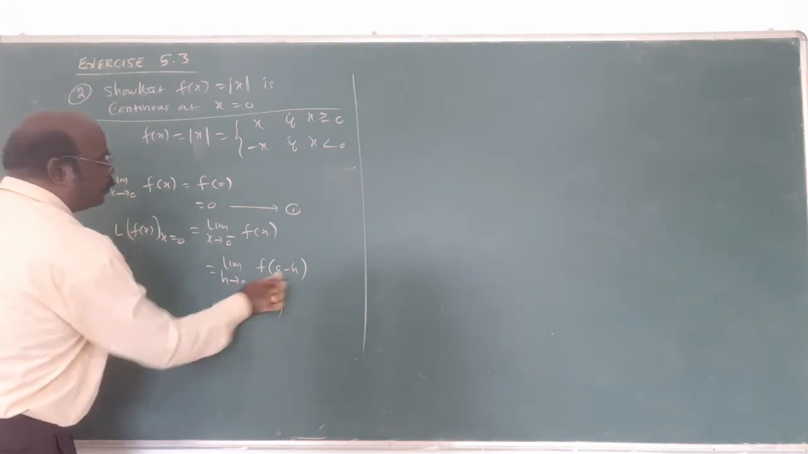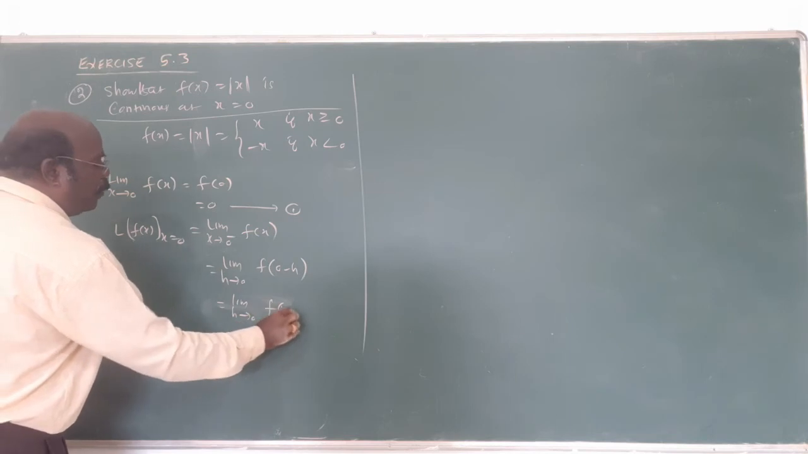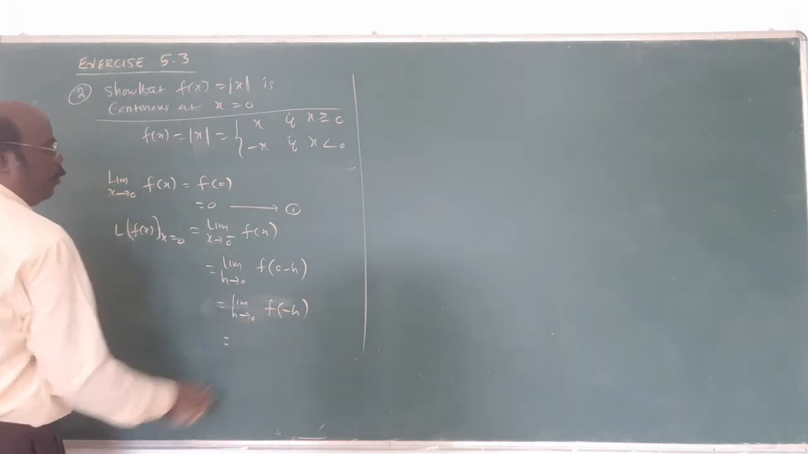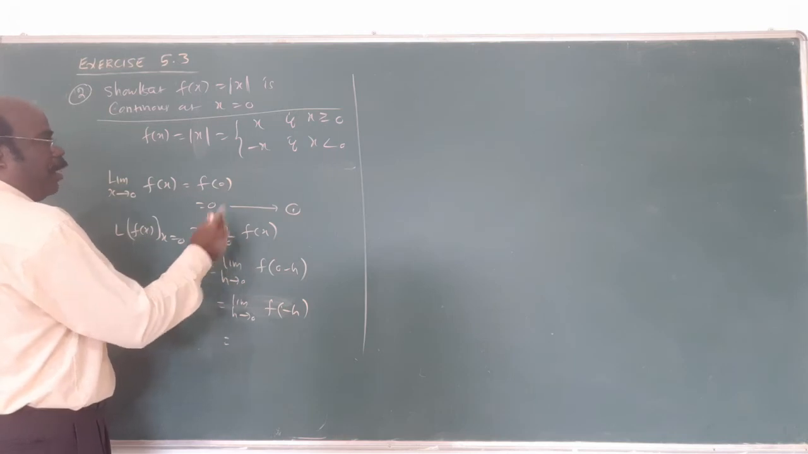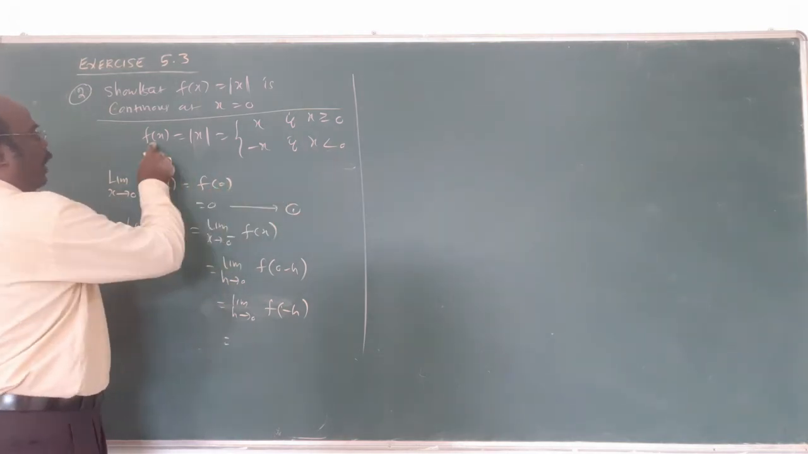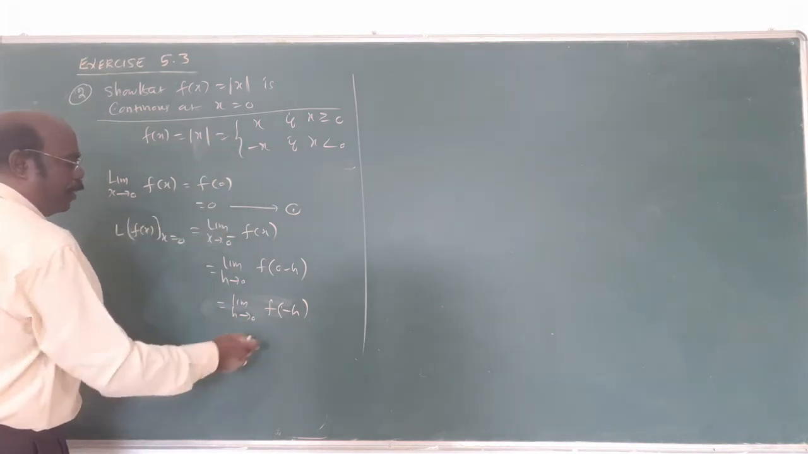Am I right? This one you can't change. One more step: f of minus x. Now f of minus x is below 0. Below 0 means the corresponding f of x is minus x. That's why here, what is the answer?